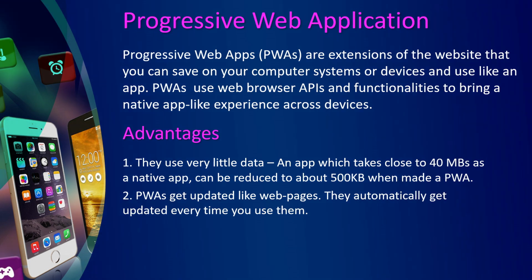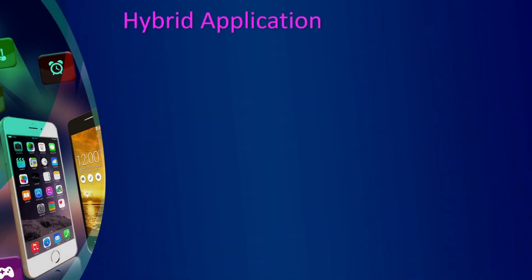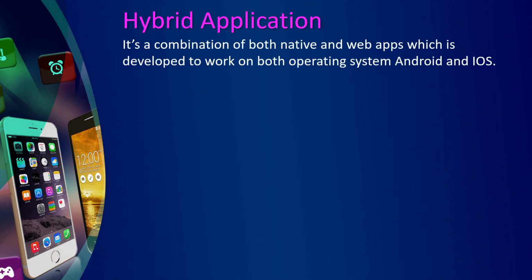Next, we shall see about the hybrid applications. Hybrid applications are the combination of both native and web applications. Hybrid applications can be developed using HTML, CSS, JavaScript technology for both Android as well as iOS platform. A single hybrid application will work for both platforms, that is, both Android and iOS. Hybrid applications are slow in terms of performance when compared with the native applications.